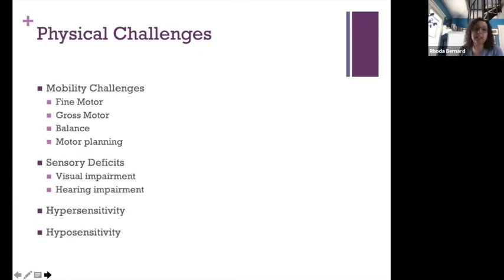We also see physical challenges, a wide range of mobility challenges, fine and gross motor challenges, balance and motor planning. Motor planning is a biggie.